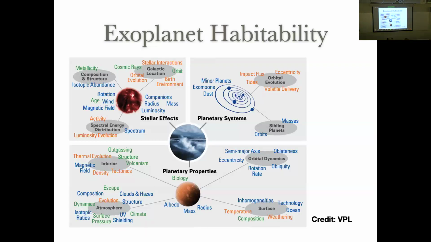Okay. And there are many ingredients important for planetary habitability. So we can see, including stellar effects, planetary properties, biology, atmosphere, surface, interior, and orbital dynamics here, as well as the planetary systems, looking at outer evolution and companion planets. So there's lots to explore, so it's a very golden time to study this topic. Okay. And then in this talk, we're going to focus on this planetary system, looking at the orbital and spin dynamics, which is a part of analyzing the habitability of these planets.